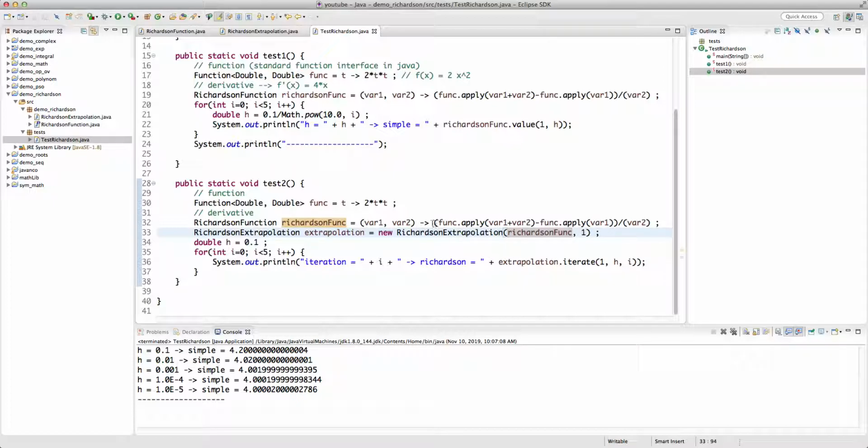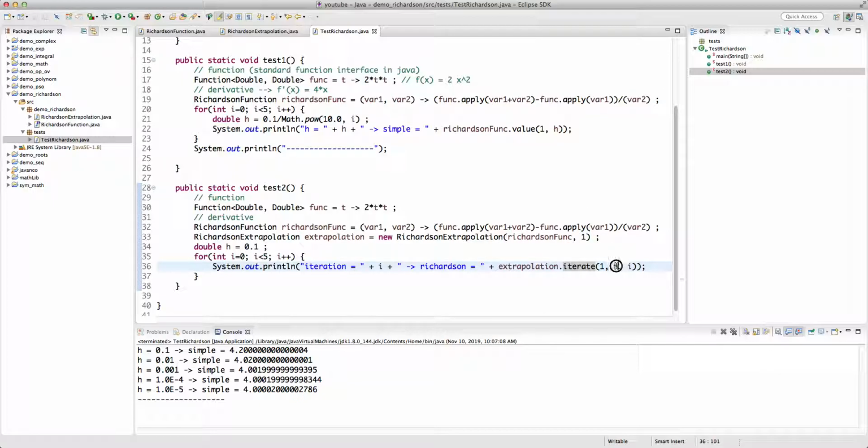And this is based on the assumption that I already know the order of error for this function, which is 1. If you don't know, you can just pass 1, because 1 could be just the worst case that could happen. And then I set h to 0.1. So h is always fixed at 0.1, but then I'm going to iterate over the recursion for the Richardson. So I say that, okay, i goes from 0 to 5, from 0 to 4 actually, and then in the iteration I'm going to get the Richardson extrapolation dot iterate at t equals 1, so x equals 1, and based on the h.